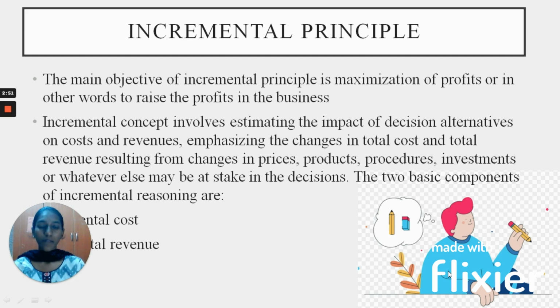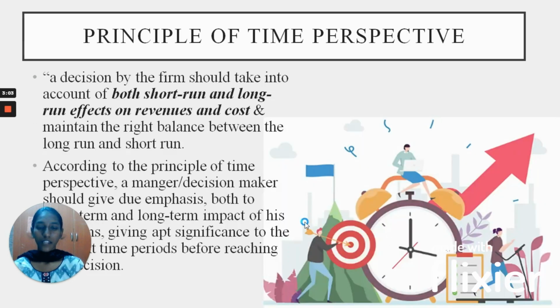Incremental cost may be defined as the change in total cost resulting from a particular decision. Incremental revenue is the change in total revenue resulting from a particular decision. And thirdly, the principle of time perspective. The decision by the firm should take into account both short run and long run effects on revenues and costs, and maintain the right balance between the long run and short run.